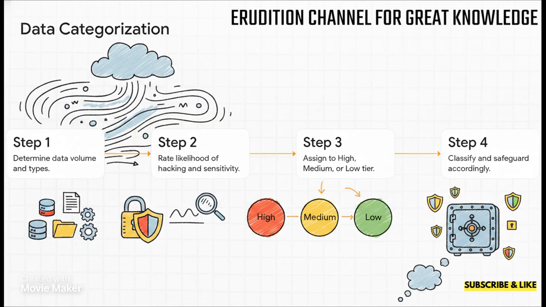First, you have to determine your data volume and types. Basically, understand what you're holding. Second, rate the likelihood of hacking and the inherent sensitivity of that data. Third, assign that data strictly into the high, medium, or low risk tiers. And fourth, classify and safeguard that information according to the specific rules of its tier. By doing this, an institution transforms a chaotic ocean of data into a highly organized, easily defensible structure.